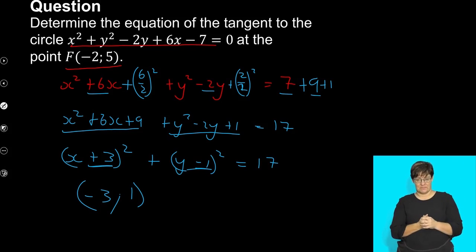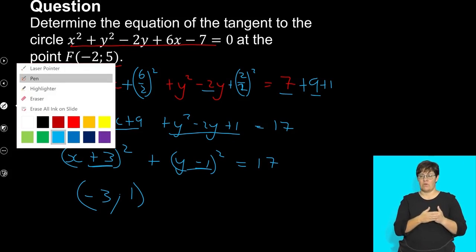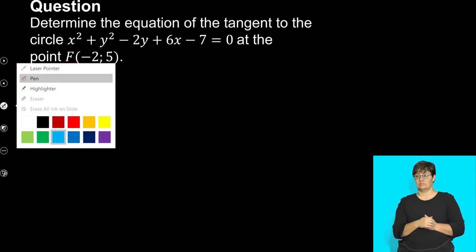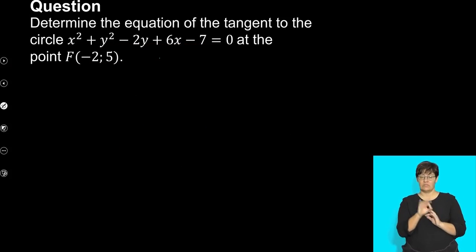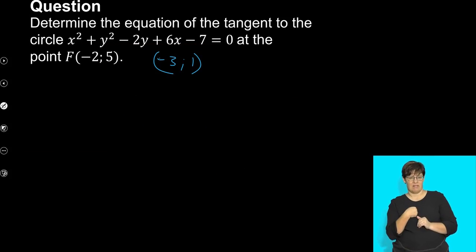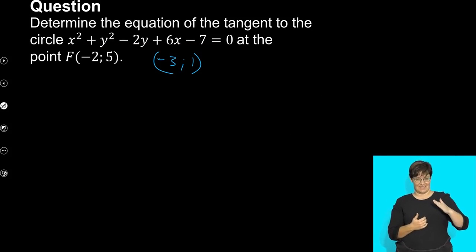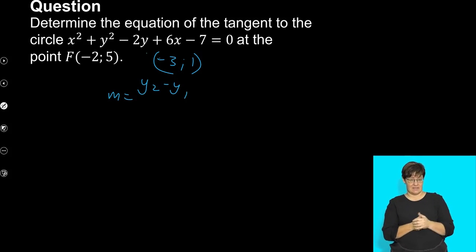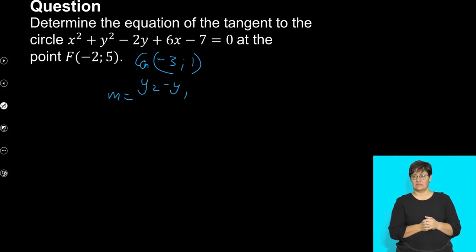So I'm just going to erase everything on my board so that I have a little bit more space to work with. I'm going to remember the center of my circle, minus 3 and 1. So the center of my circle is minus 3 and 1. Excellent. Now that I know that, I can go work out the gradient of my radius. This was the center. Let me just write it as a C. Excellent.